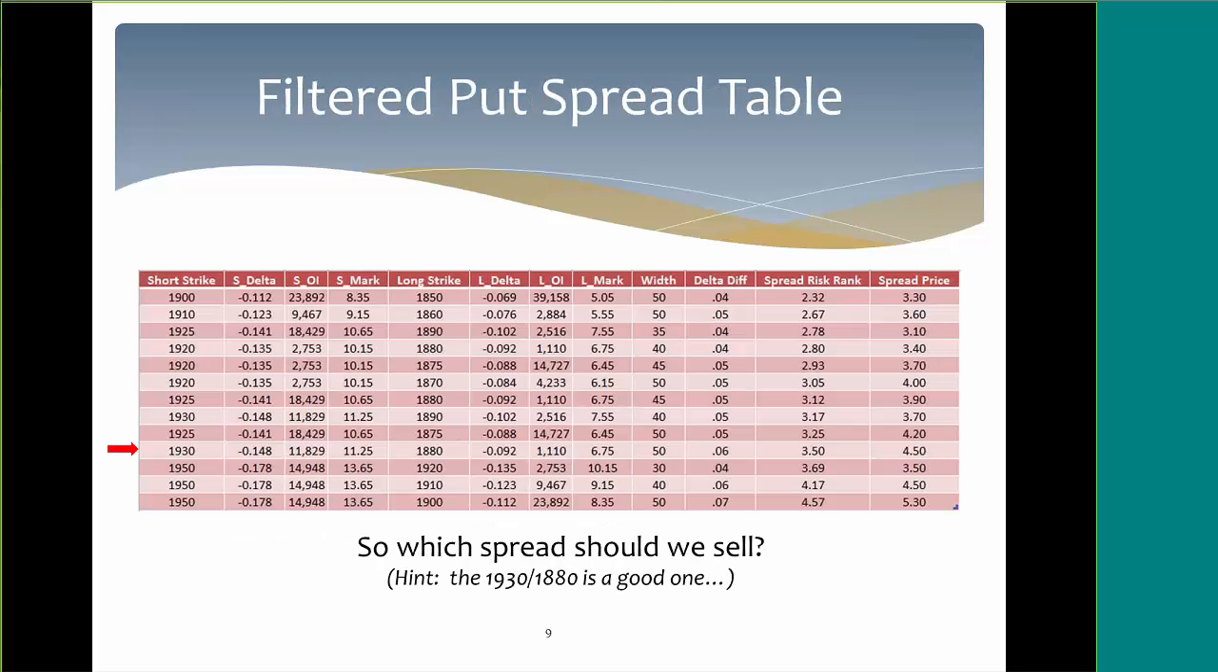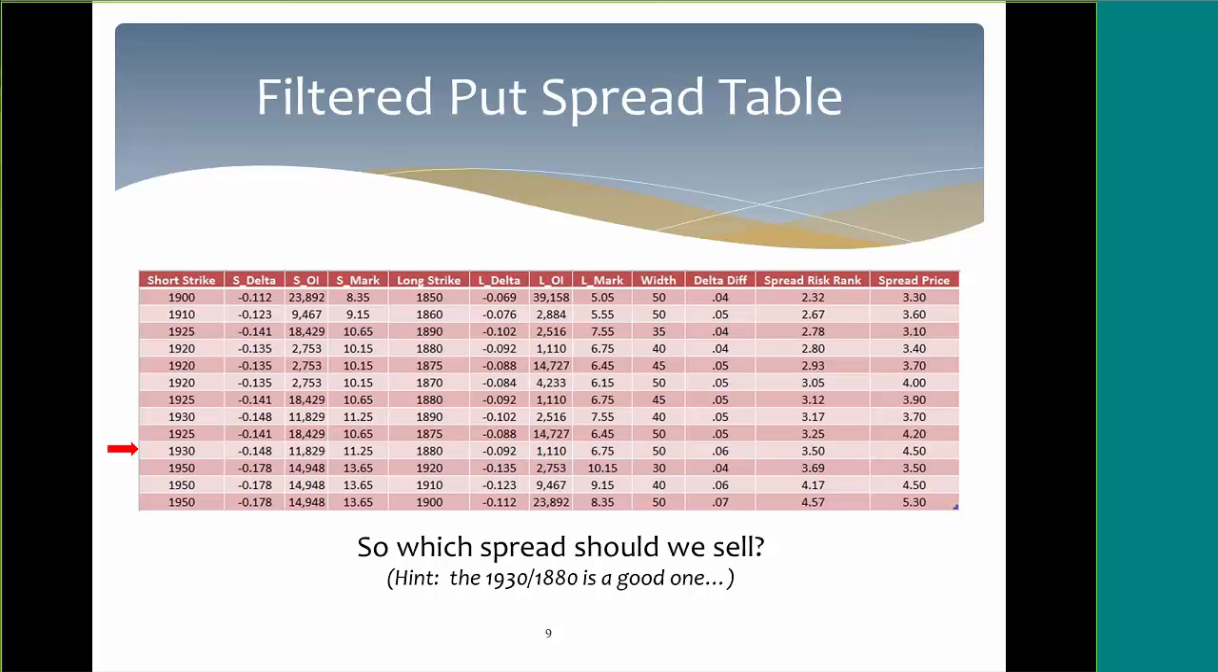So if we apply the filtering criteria to that previous spread table that I showed you, then we come up with a smaller set of filtered spreads, and this is for SPX puts when I ran this for these slides. And so you're looking at that and you go, okay, well, I can see I've filtered it down now based on those parameters. So now which one should I sell? Well, I can give you a hint here. The one with the arrow is not a bad one to sell.